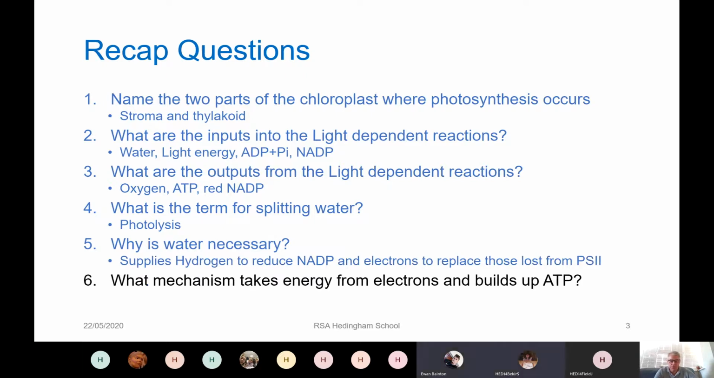And what's the name of the chain of carrier molecules that take the energy from the electrons and build up ATP? Begins with electron. Electron transport chain. Brilliant. If you can remember the answers to those questions, I think that's pretty much most of what you need to know about yesterday. So let's move on.